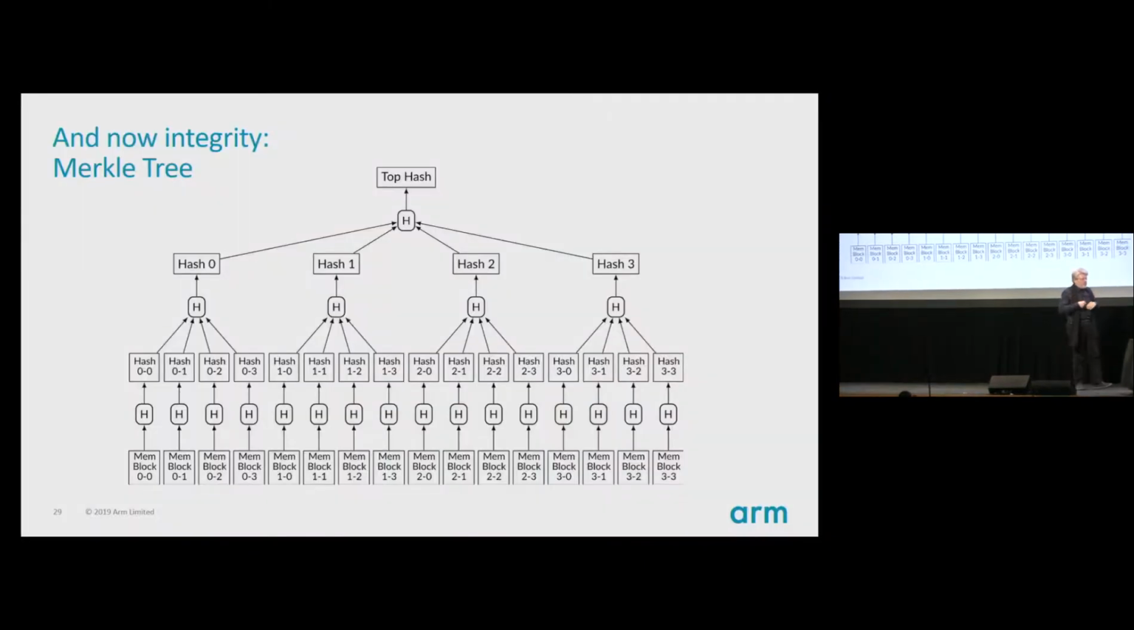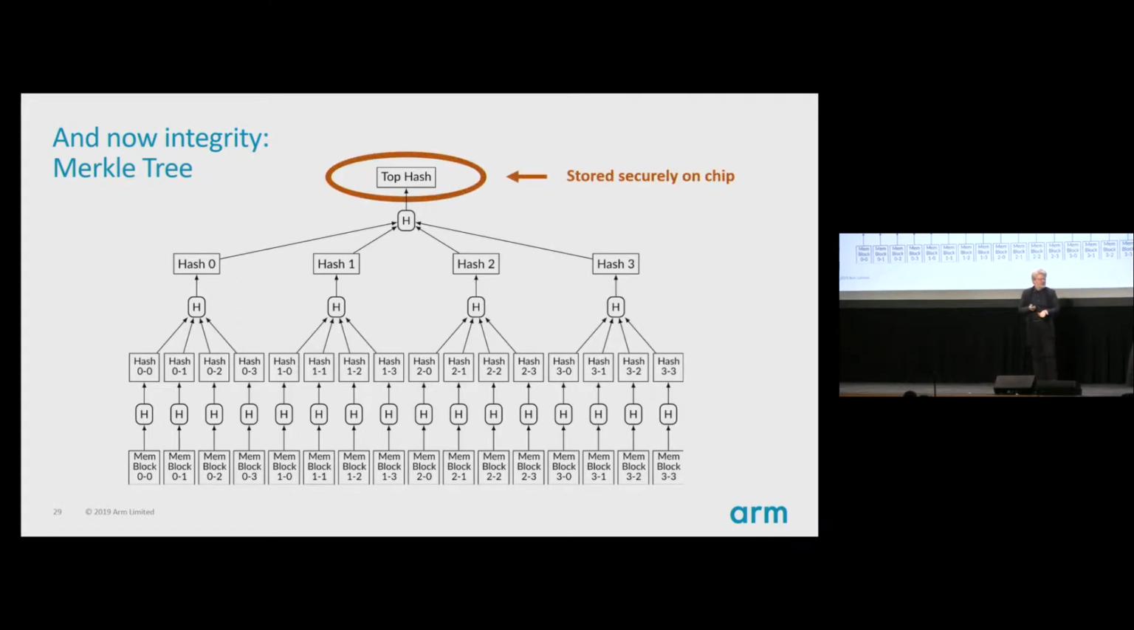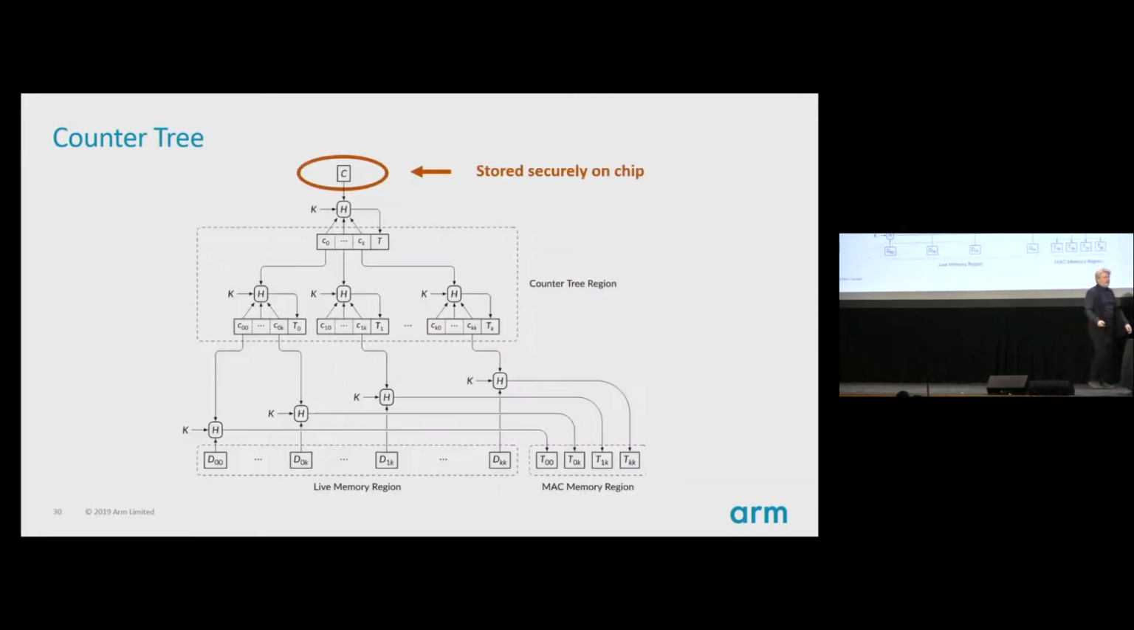So we have the Merkle tree, we have seen these. You chop the memory into blocks, you hash them, you put the hashes in some bigger blocks, you hash these until you get something that stays at the top, and in order to make sure that this can't be manipulated, you store securely inside the security perimeter the tip of this Christmas tree. And then, of course, we have counter trees.